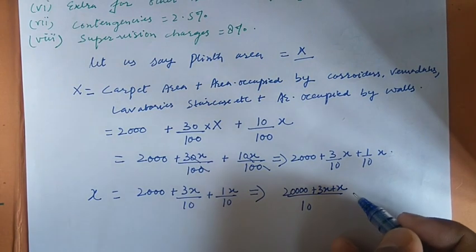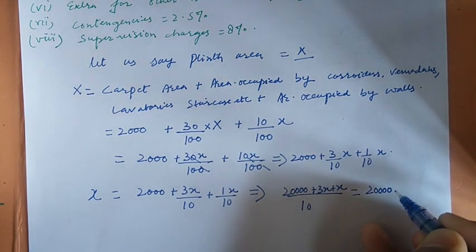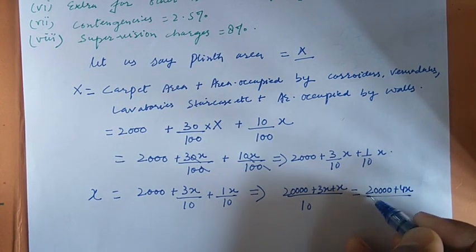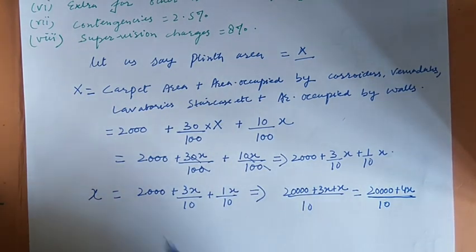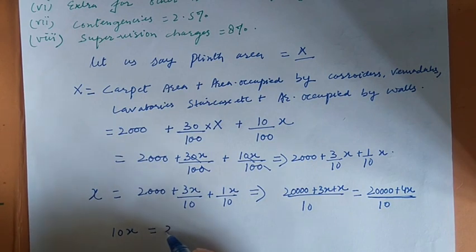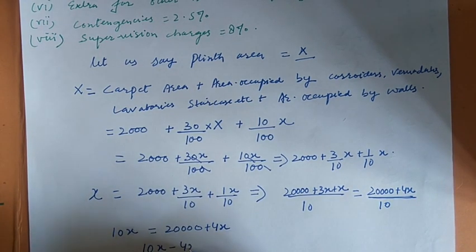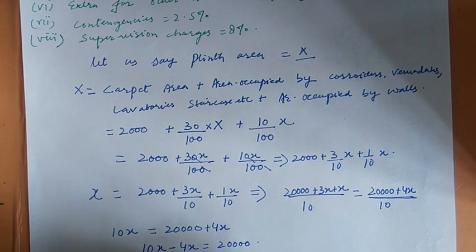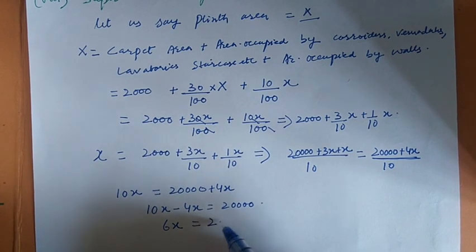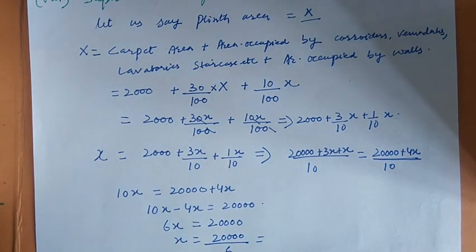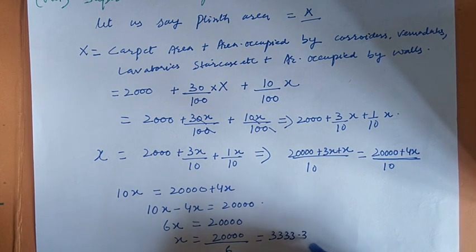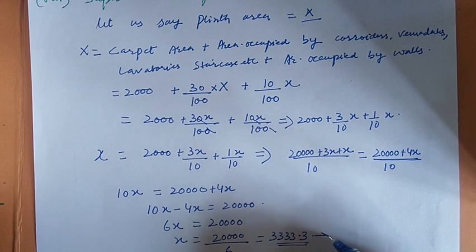So this thing will be equivalent to 20,000 plus 4x divided by 10. Multiply this 10 with this x, we will get 10x is equivalent to 20,000 plus 4 times x. So 10x minus 4x is equivalent to 20,000. So what will we get there? 6x is equivalent to 20,000. So x will be equivalent to 20,000 divided by 6. So 20,000 divided by 6 is 3,333.3. So this is the plinth area.